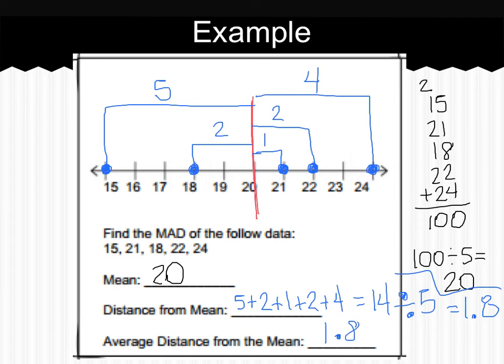So let's talk through those steps one more time. The first thing we did was we found the mean or the average of our data. We drew that line on our number line. Then we found the distance that each data point was away from our mean. We found that 15 was 5 away from 20, 18 was 2 away from 20, 21 was 1 space away from 20, 22 was 2 spaces away from 20, and 24 was 4 spaces away from 20. Then we found the average of each of those distances, and that is our mean absolute deviation. So we averaged each of these distances by adding them up and dividing by 5 because there are 5 different distances away from our mean.